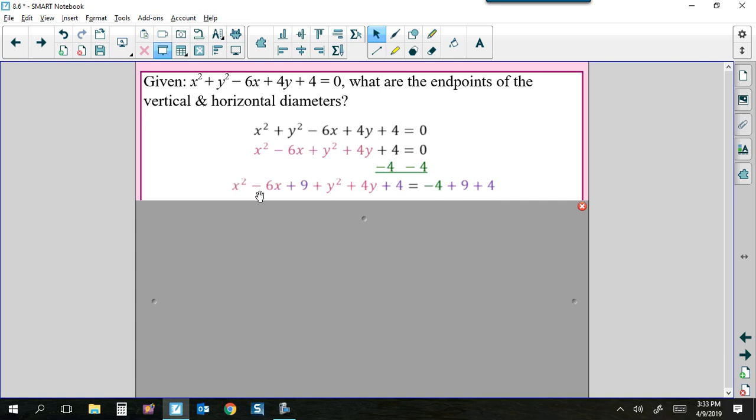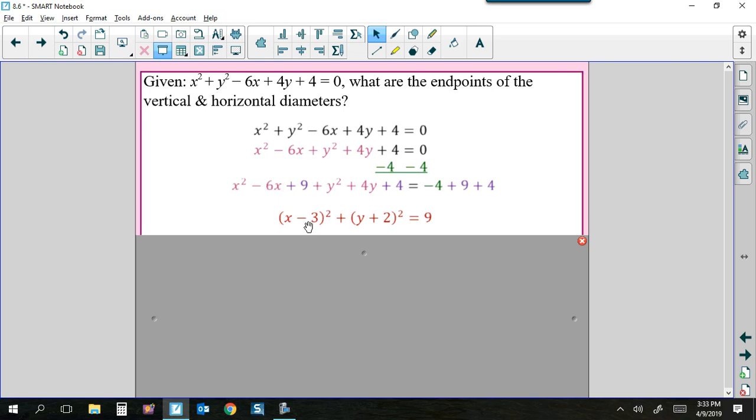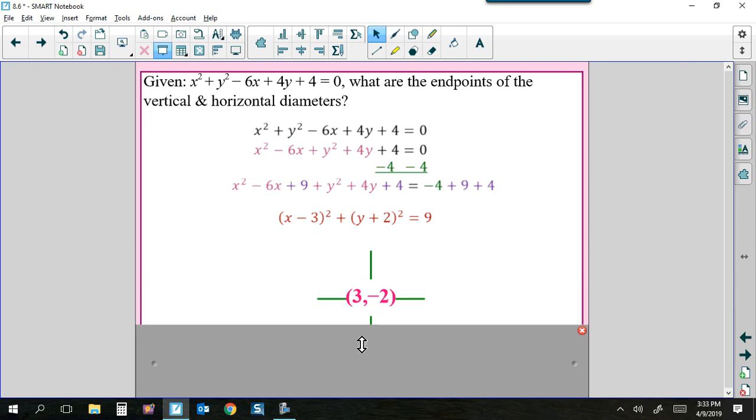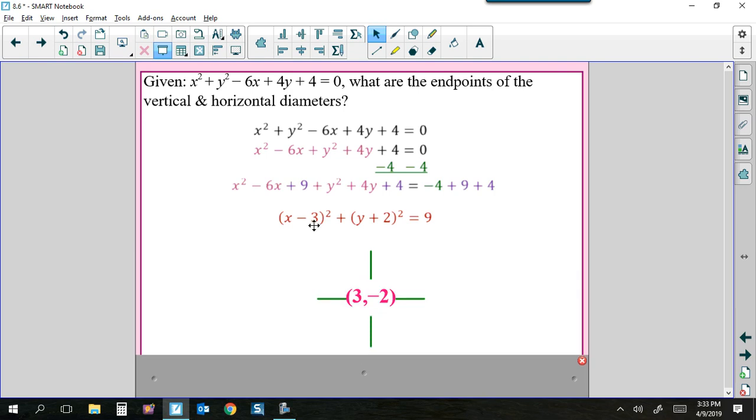Here, if we were to factor this, you end up with x minus 3, and you get y plus 2. Over here, your 4's cancel and you're left with 9. So factored, and just simplified, I know my center is at positive 3, negative 2, because h must be positive 3 because it's x minus h. Over here, I know it's going to be negative 2 because it's y minus k, so k must be a negative for this to turn to a positive. I know r squared is 9.